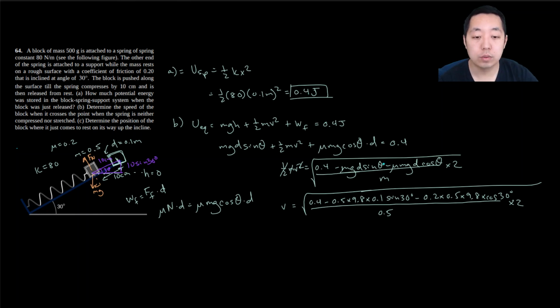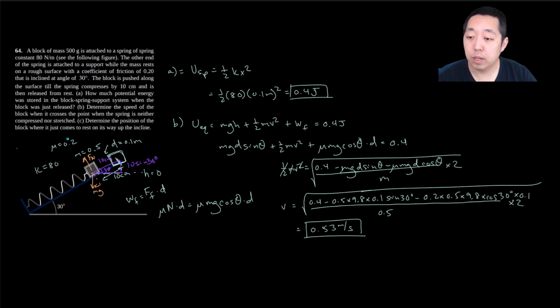Oh, I didn't do this. I didn't multiply this by 0.1 here. That's what I messed up here. That was supposed to be d. I forgot d there. Okay, good. Then divide this by 0.5 and then times 2. And then square root of that. And so I get the velocity to be 0.53 meters per second. Okay, good. Sorted that out.